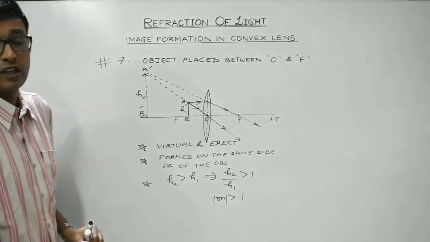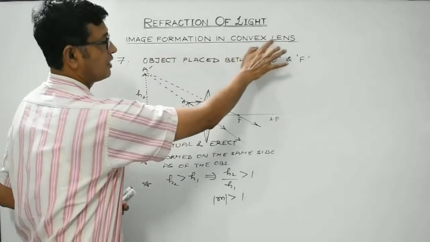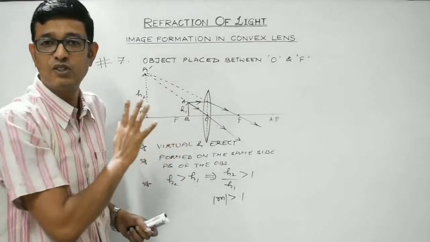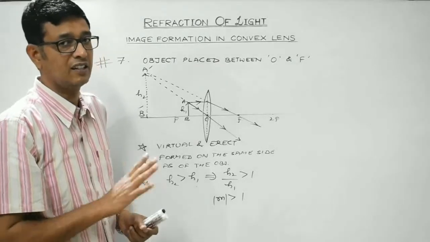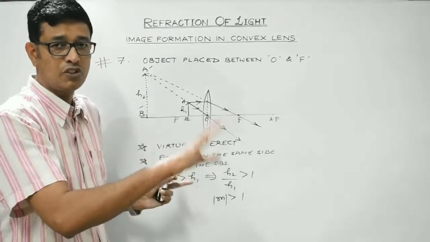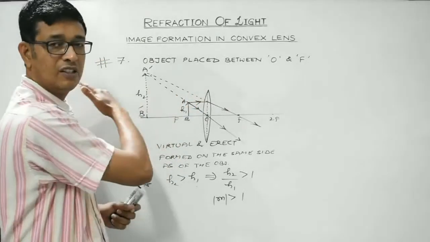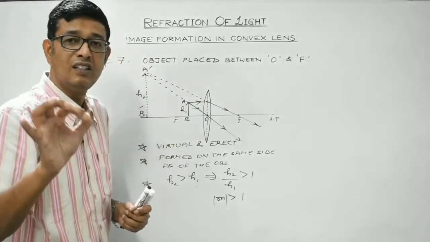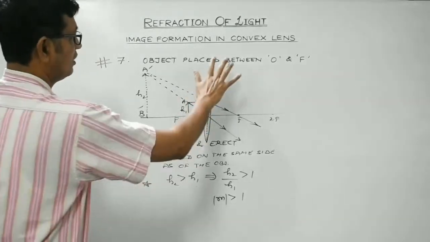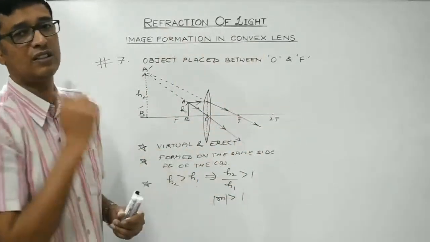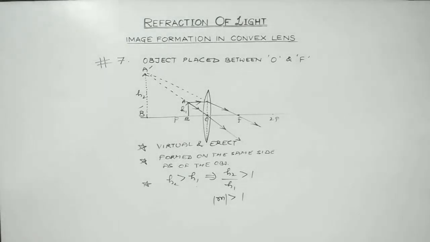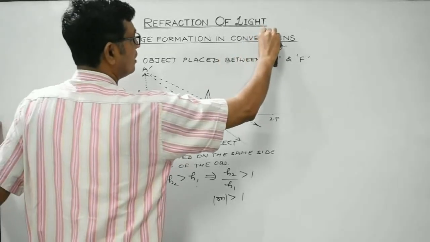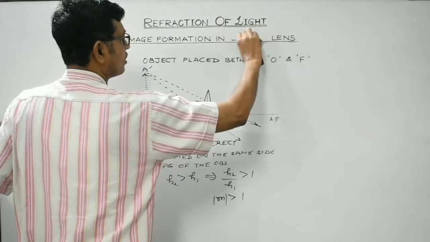Right? So again, I repeat, in the case of convex lens, this is the only position of the object when the nature of the image obtained is virtual and erect. For rest of the other positions where it is placed beyond F, the nature of the image obtained is real and inverted. So students, for the convex lens, we have discussed all the 7 cases. Right? Now let's discuss the image formation in the case of concave lens.